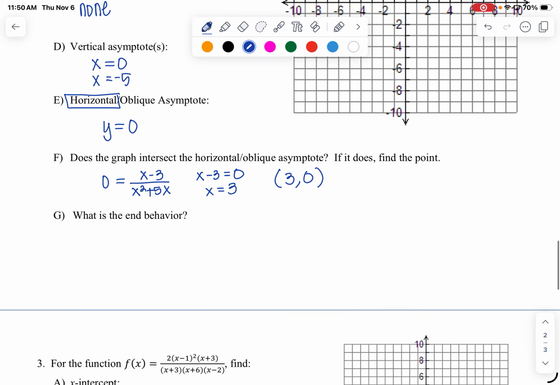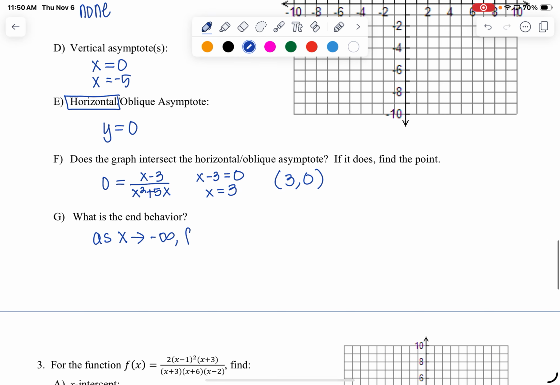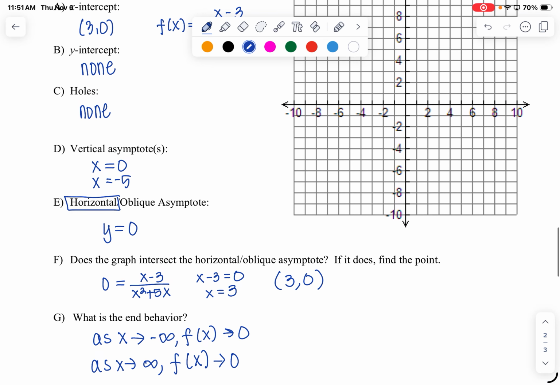All right, end behavior, I have to follow my horizontal asymptote. So as x approaches negative infinity, the function, which was named f of x, approaches 0. We're going to follow along with that. And then as x approaches positive infinity, our y values will also approach 0. All right, let's graph this, okay?